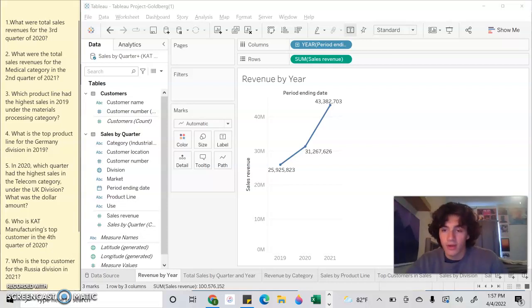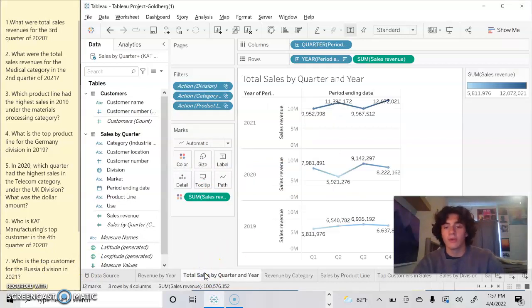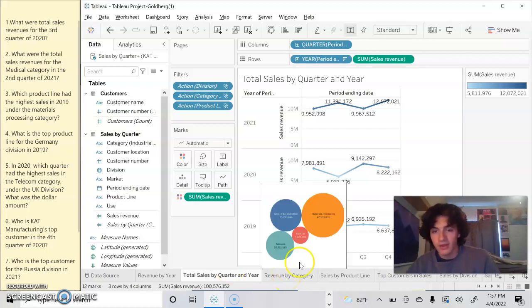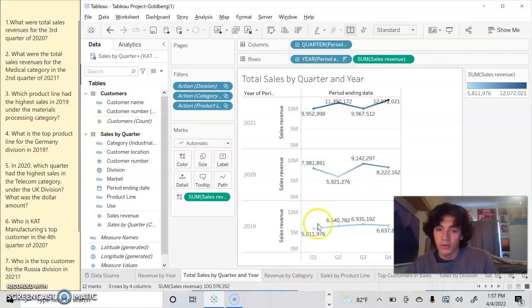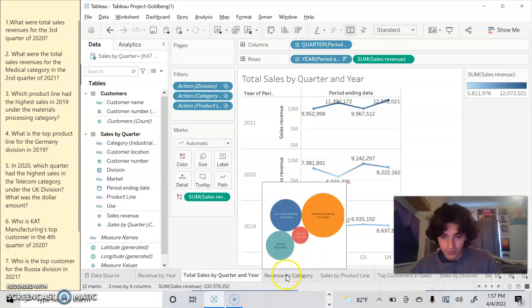So first slide, revenue by year. Pretty simple slide. We're just looking at the revenue in each respective year. As we can see, it's climbing, so that's a good thing for the company. Total sales by quarter and year is our next slide. And this is basically just breaking down the previous slide just into quarters. So it's a simpler thing to look at for the company. And they can see what areas need help and what areas are improving.